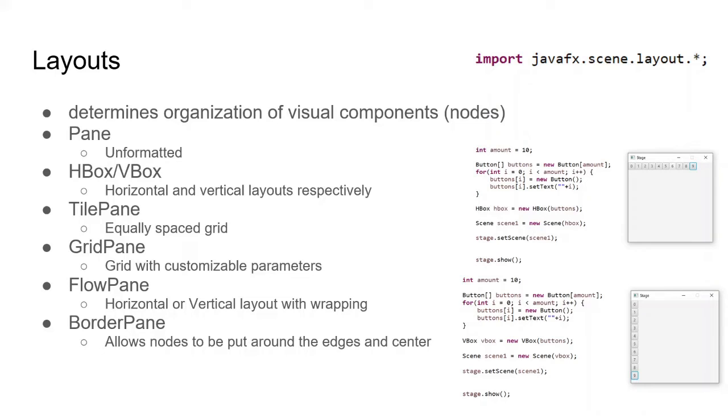It's good if you want a quick grid and don't really care too much about customizing it. A grid pane is good if you do care about customizing it, because a grid pane is much more adjustable and has much more fine control. A flow pane allows you to control horizontal or vertical layout with wrapping, so again, it's another very convenient one. And a border pane is a bit more complex, but allows you to put nodes in the borders of the screen or in the center, which is good for layouts where you have very fine control over where each item is.